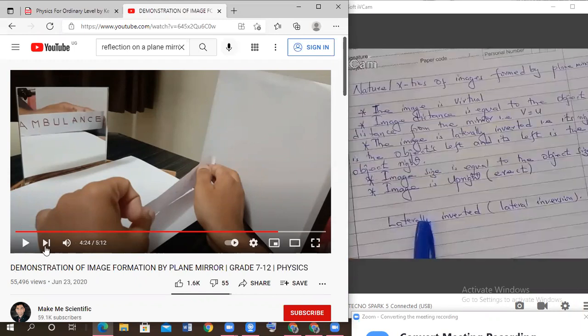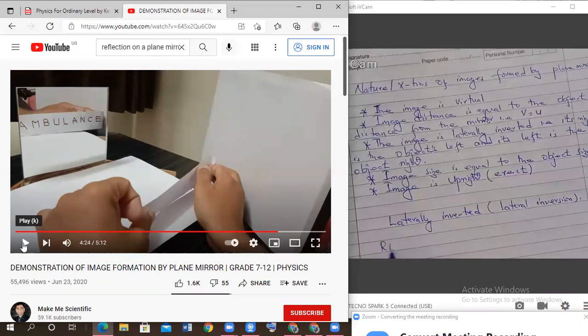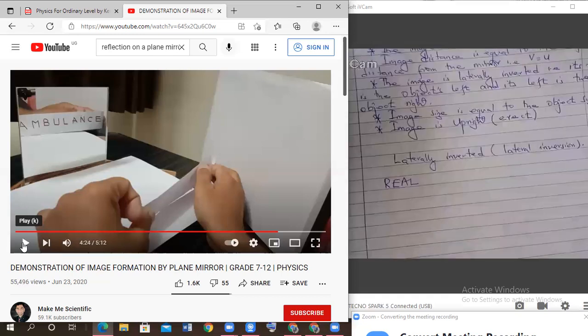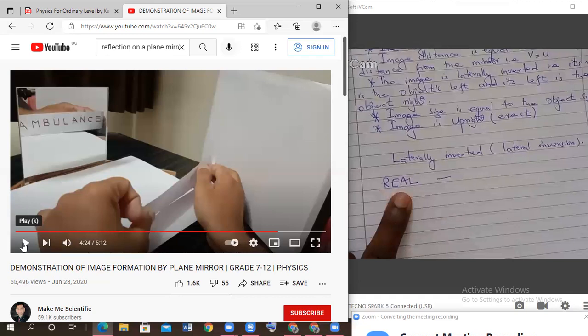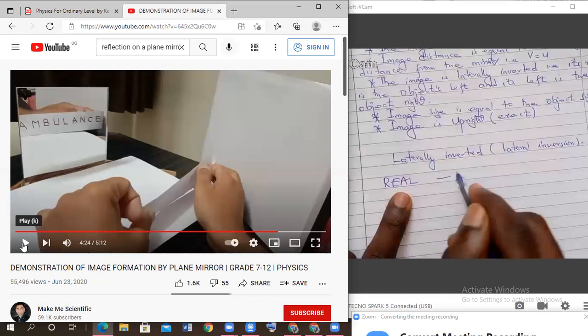So the purpose is so that when the word is reflected into our eyes, we are able to read it as one word, as what? Ambulance. But if you write it normally, take for example, I've written the word real. When I put it on the plane mirror, you find that the word will be inverted. The word will be what? Inverted.